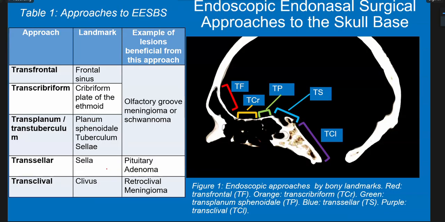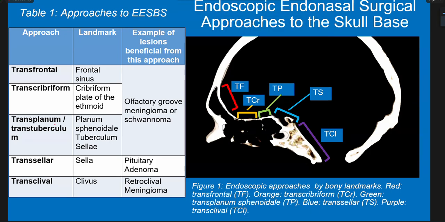So there are different approaches to treating lesions in the anterior and central skull base, and even in the posterior fossa. You have the approach and the corresponding important landmark. For example, you have the transfrontal approach, and you will have your frontal sinus as your landmark. You have the transcribriform approach. So you have the cribriform plate of the ethmoid as your landmark.